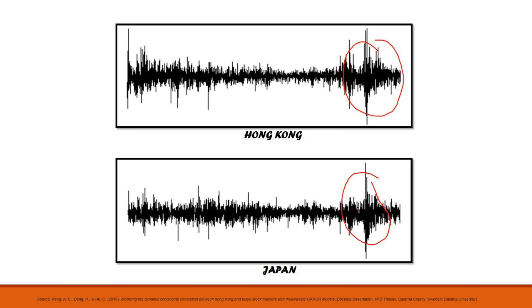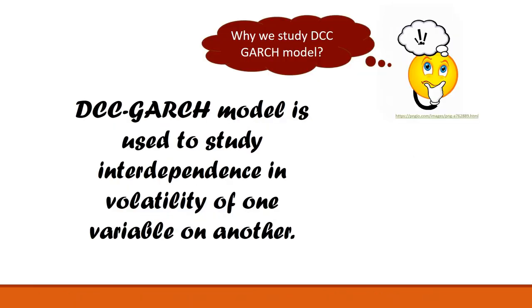So I can say that these two countries are dependent on each other, or maybe one country has an impact on the other country. So to find out whether they are dependent or not, whether there is a covariance among them, what the correlation among them is, and whether there is a long run persistence or a short run persistence among them, we are going to study the dynamic conditional correlation. So now I think you must have got the answer why we study the DCC-Garch model.